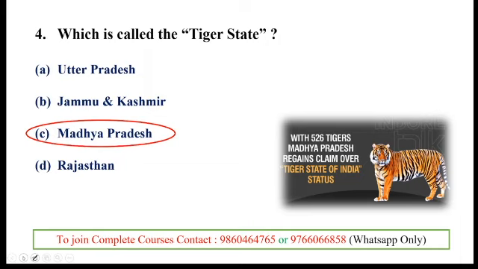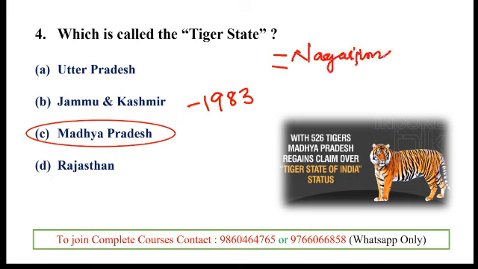And as part of Project Tiger, which began in 1973, the Nagarjuna Sagar and Sri Shailam Tiger Reserve is the biggest tiger reserve in India. So the two important biggest tiger reserves in India are Nagarjuna Sagar and Sri Shailam. Sri Shailam, clear?